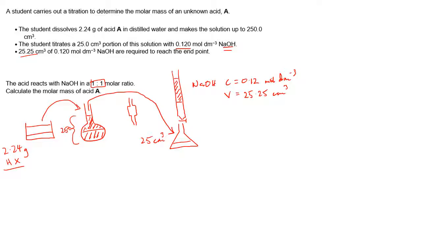So now we have to answer the question. Let's start off with the reaction that goes on in this conical flask. We've got our acid, which we've called HX. We've got our alkali, which is sodium hydroxide. So we're going to make a salt, which in this case is NaX, and water, of course. And we're told that it's a 1-to-1 ratio, so that's nicely balanced already.